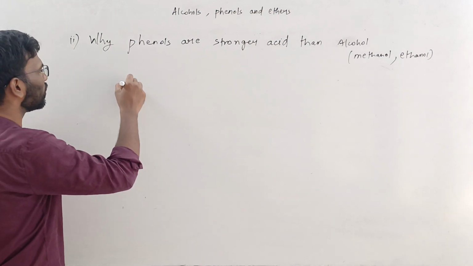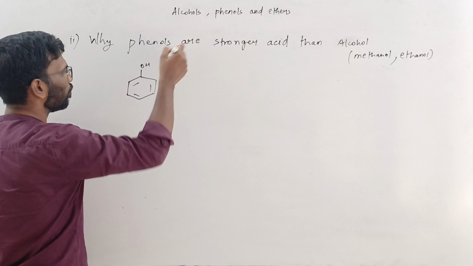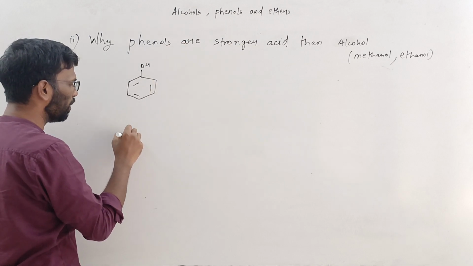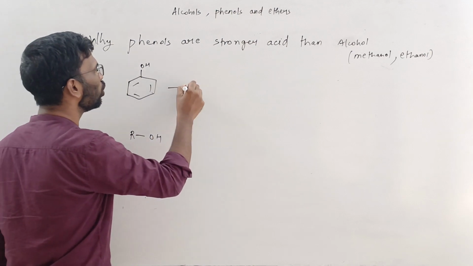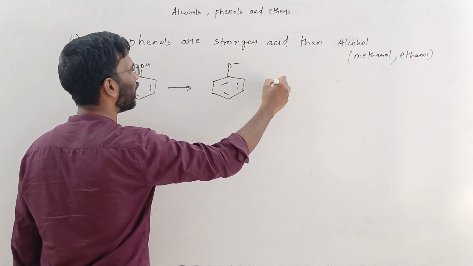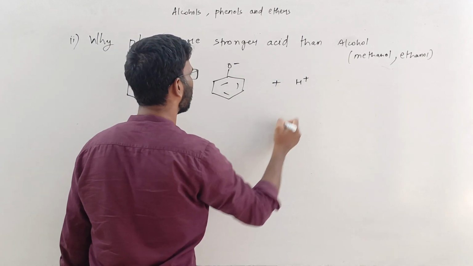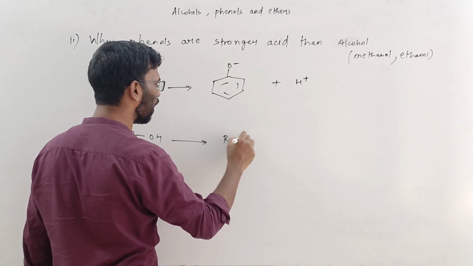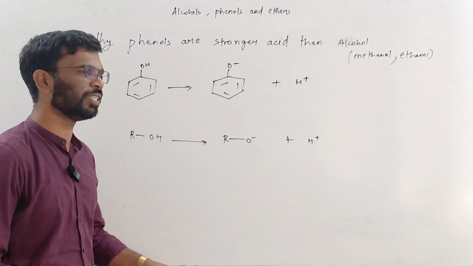Now you see that this is phenol. What they are saying is phenols are more acidic than alcohol, means ROH. This is alcohol. See, what is the meaning of acid? It should split like this. It should split into O minus and H plus. Here also this will split into RO minus and H plus. Then only we will call this an acid. It is giving H plus.